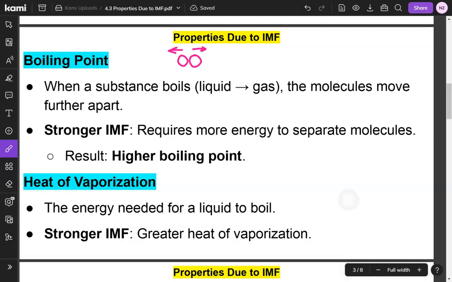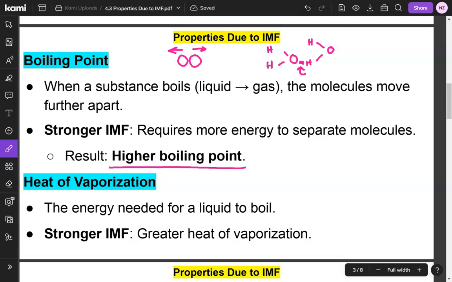But we know that when you have water molecules, there's an attraction going on because they both have hydrogen bonding. So you have to overcome that intermolecular force, that attraction that's going on between those molecules. We have to overcome that hydrogen bonding that's occurring. So when you have something that's boiling, you're just overcoming intermolecular forces. You're moving those molecules further apart. If you have stronger intermolecular forces, it takes more energy to separate those molecules. Therefore, you're going to have a higher boiling point.